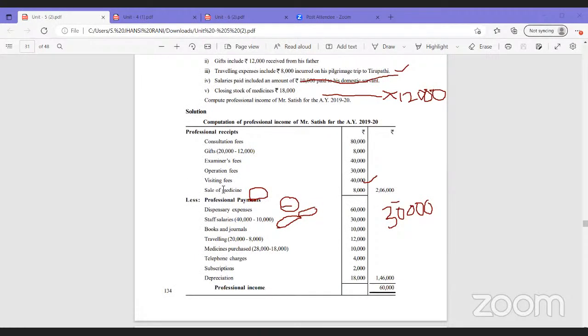And look here, royalty on books has not been taken. Why? Because writing books is not his profession, though he is writing medical books. Royalty means only authors do that work. Whenever you receive royalty, that is income from other sources. Writing books is not his profession, so that royalty comes under income from other sources.